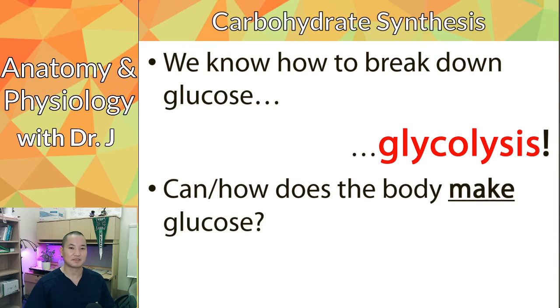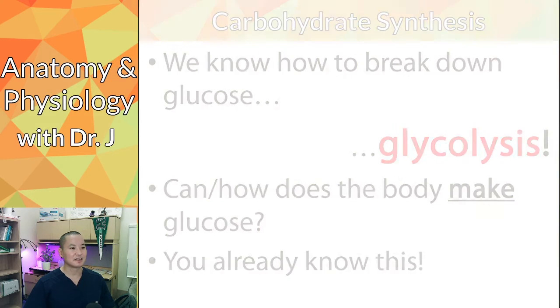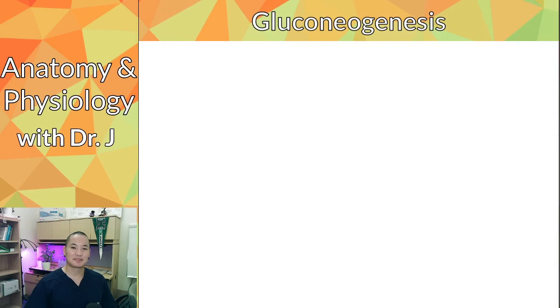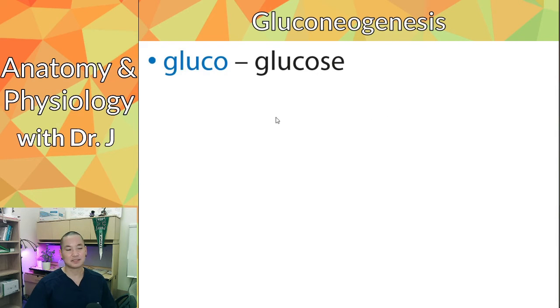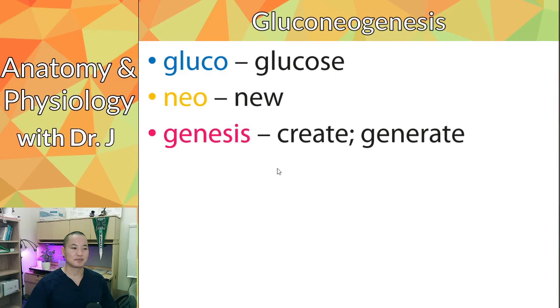We did cover this earlier in the semester. Now this term might fire up a few neurons that are sleeping. Have you heard of this term, gluconeogenesis? It's a very big word, but if you know your root words, it tells you what it means. In gluconeogenesis, you have gluco for glucose, neo meaning new, and genesis. Whenever you see this term in science or medicine, it means creating or generating something new.